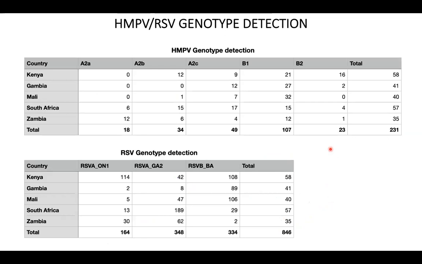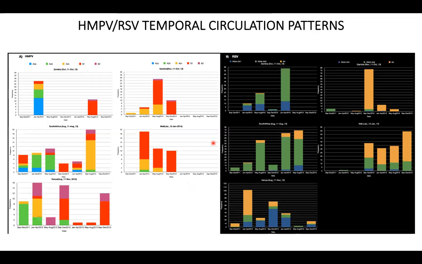So on to my results. Here I'm showing the different genetic variants for HMPV and RSV. HMPV is the top table. Today I'll just present results on a few selected genetic types. Here I'm showing temporal circulation patterns of HMPV and RSV, HMPV in panel A and RSV in panel B. The different colors represent different genetic groups, and these charts are stratified by country: Zambia, South Africa, Kenya, Gambia, and Mali, the same for RSV.